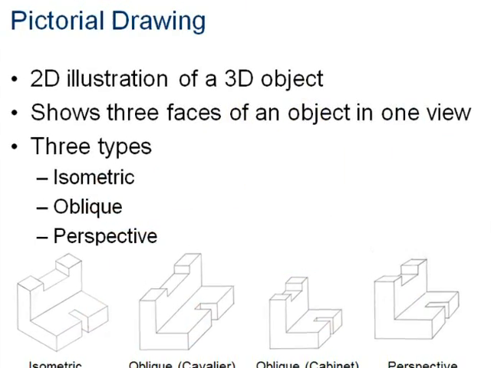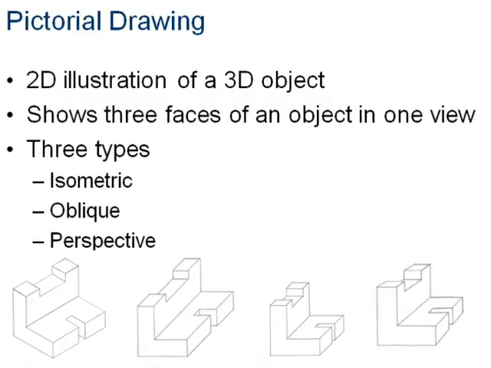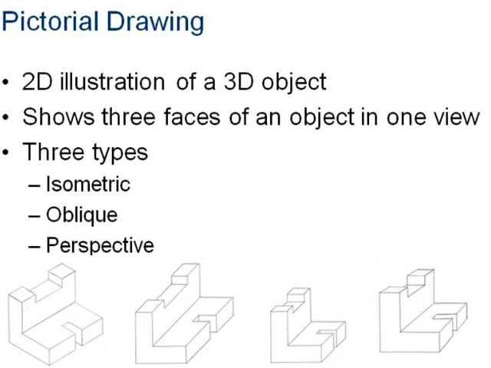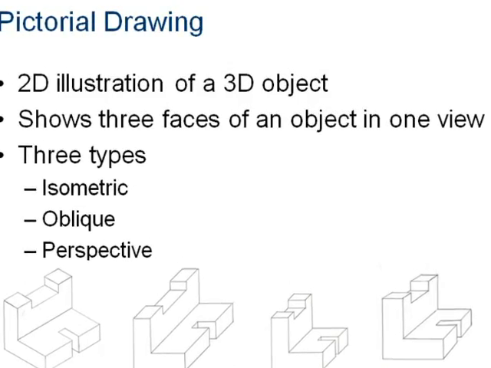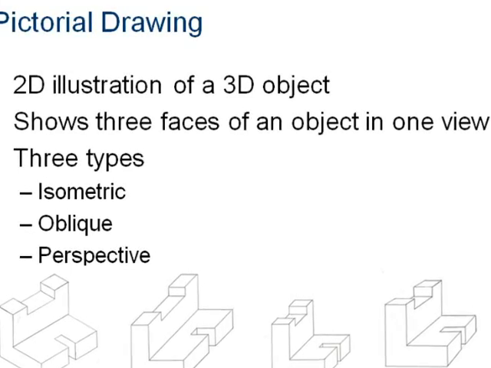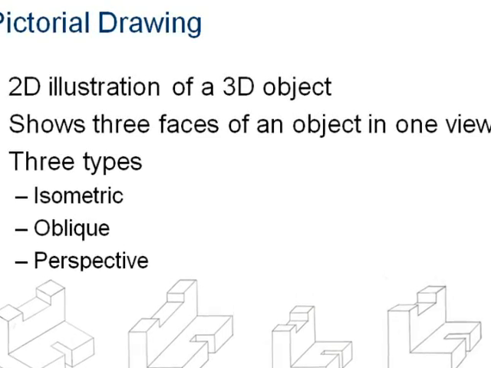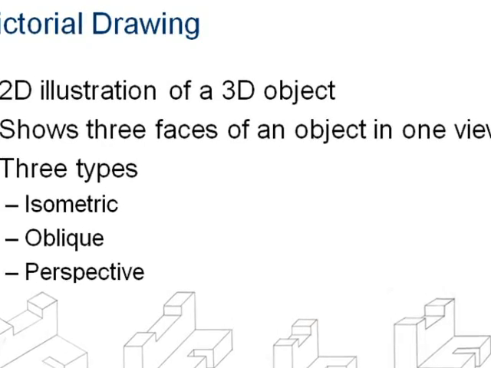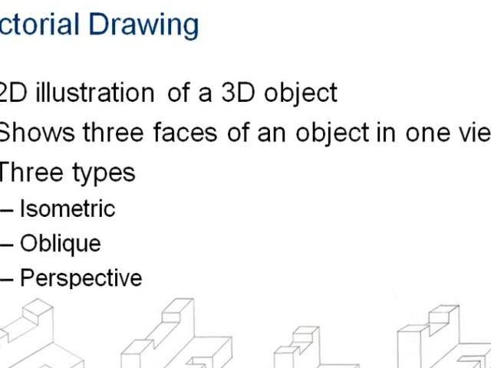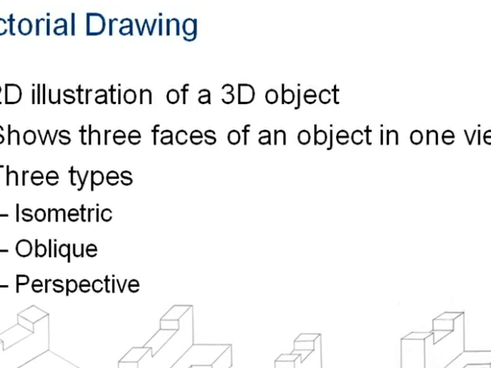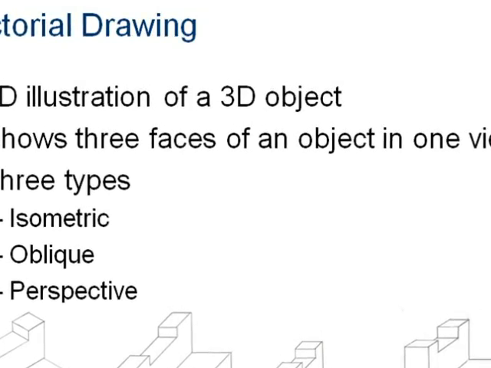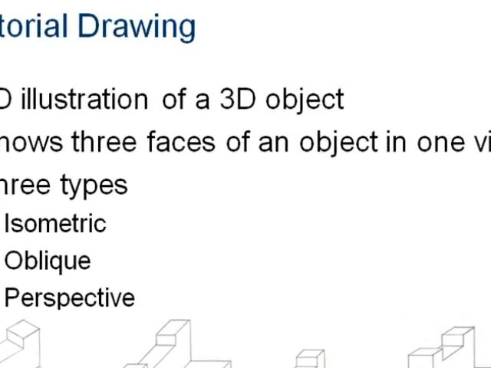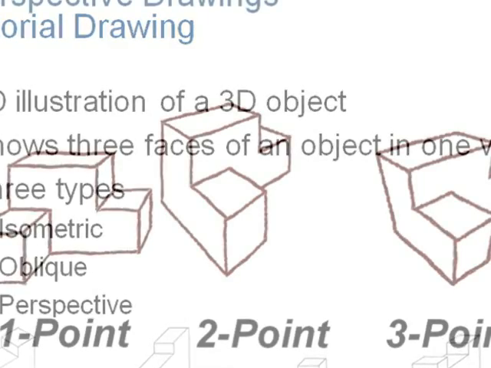This is a pictorial drawing. The pictorial drawings show a 2D illustration of a 3D object. This shows the three faces of an object in one view. There are three different types of pictorial drawing. The first one is isometric. The second is oblique, which has two different obliques, cavalier and cabinet. And the last pictorial drawing is perspective.